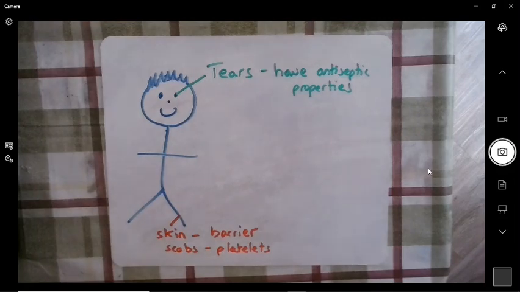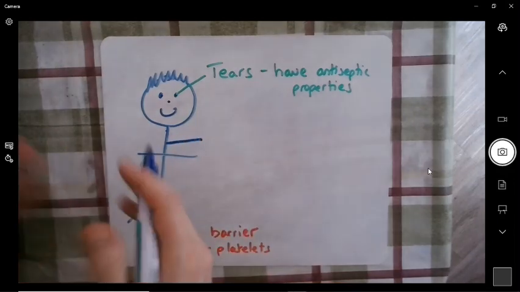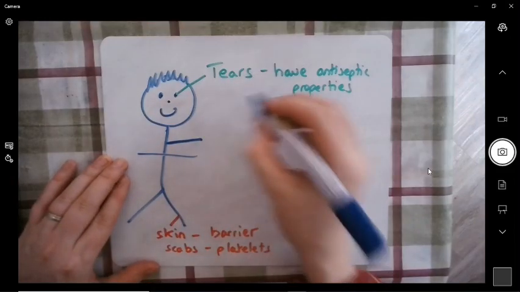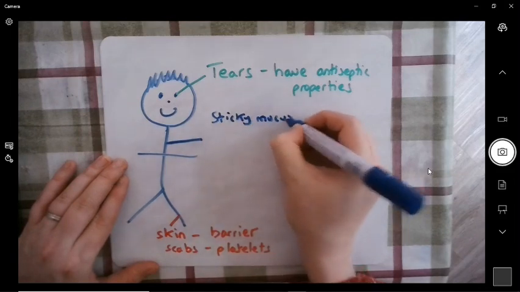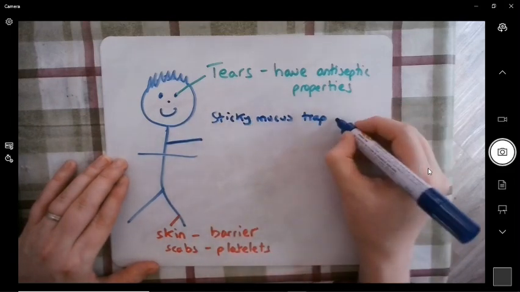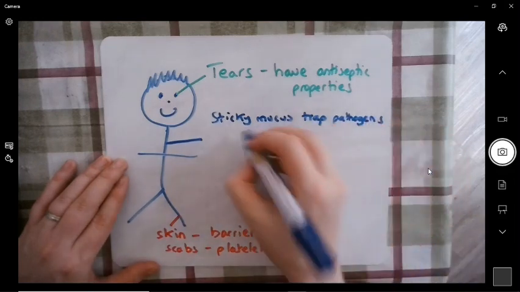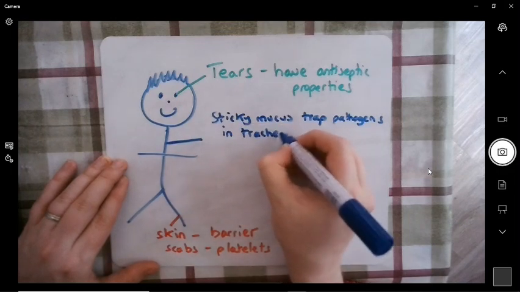So I'm going to do it as a kind of story, starting with breathing in harmful pathogens. Here's what happens. If you breathe in harmful pathogens, let's do an arrow to where the respiratory system may be, top half of the stick man. Sticky mucus will trap pathogens, dirt, dust in your trachea and the bronchi.